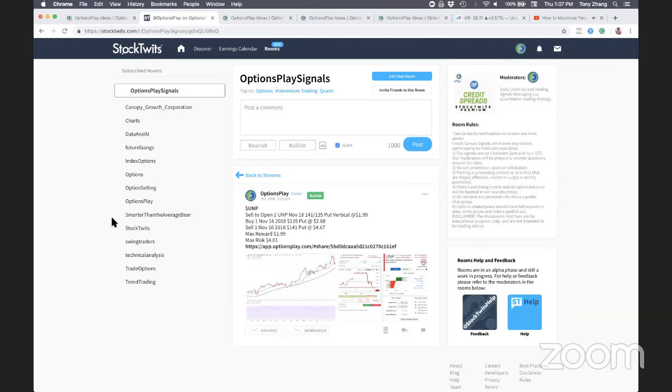Do you trade iron condors as well? So an iron condor is really just a put credit spread and a call credit spread combined into one strategy. The reason that we don't trade iron condors is because a put credit spread is when you're bullish, a call credit spread is when you're bearish. An iron condor effectively means that you're bullish and bearish at the same time.